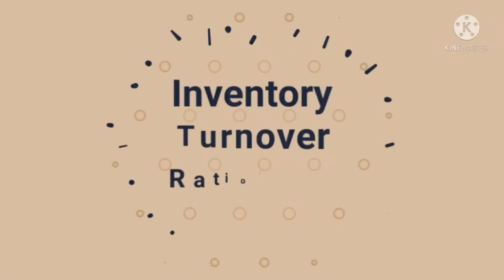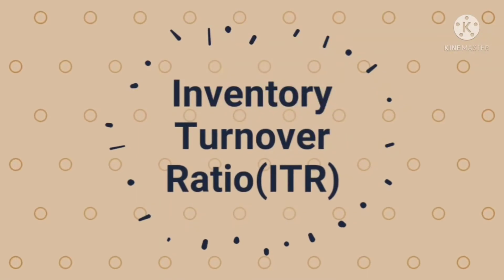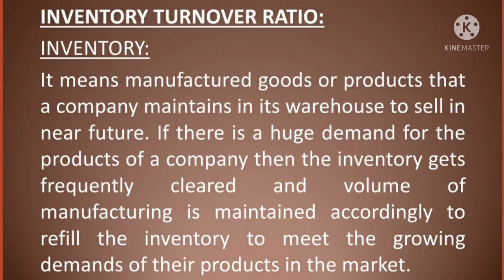The next operating ratio is the inventory turnover ratio. But what does inventory actually mean? Inventory means manufactured goods or products that a company maintains in its warehouse to sell in the near future. If there is a huge demand for the products of a company, then the inventory gets frequently cleared and the volume of manufacturing is maintained accordingly to refill the inventory to meet the growing demands of their products in the market.